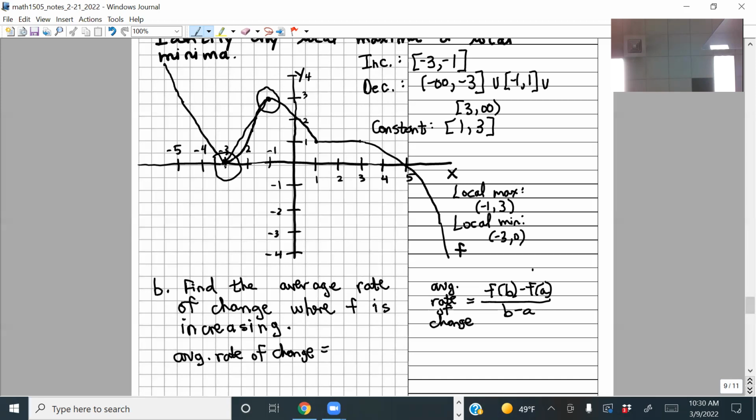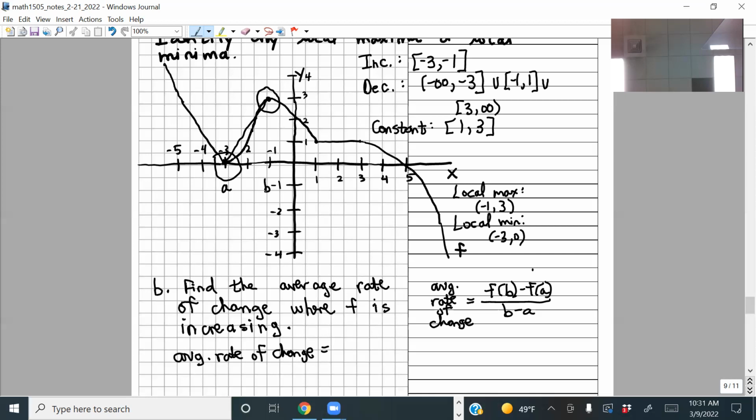So we want to find the average rate of change from x equal -3 to x equal -1, right? Because that's where the curve is increasing. From -3 to -1. So the A value is usually the smaller of your two boundary values where you're calculating the average rate of change. So the A here would be the -3, Christopher, and the B would be -1.